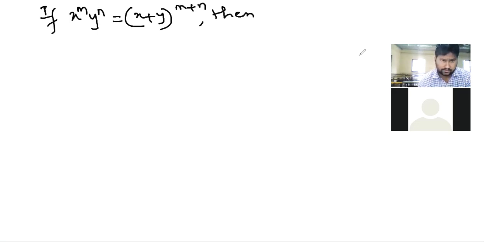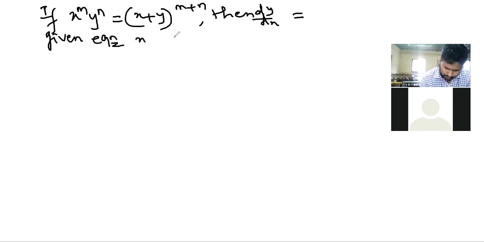So if x to the m, y to the n is equal to (x plus y) to the m plus n, then the body x is... So given the expression or equation x to the m into y to the n is equal to (x plus y) to the m plus n.